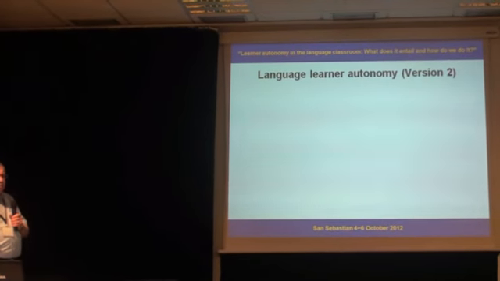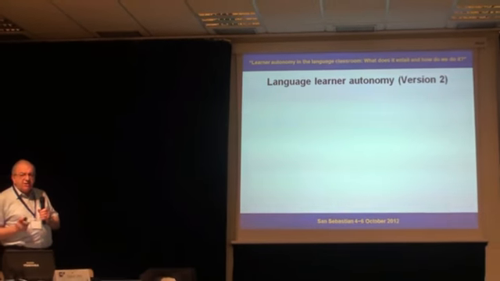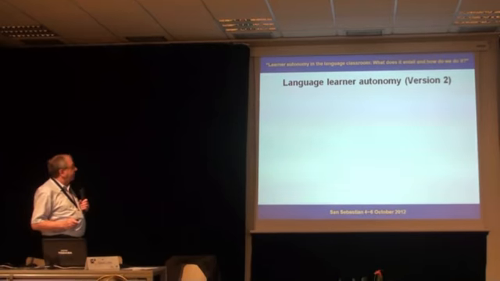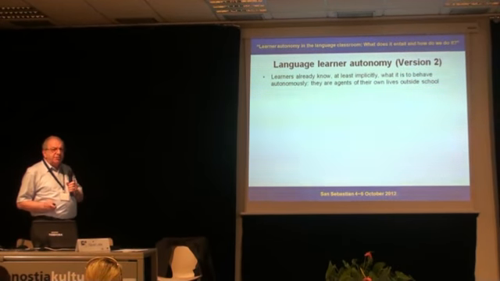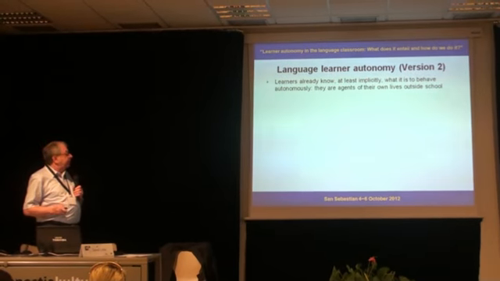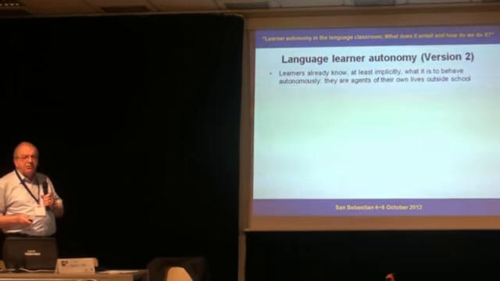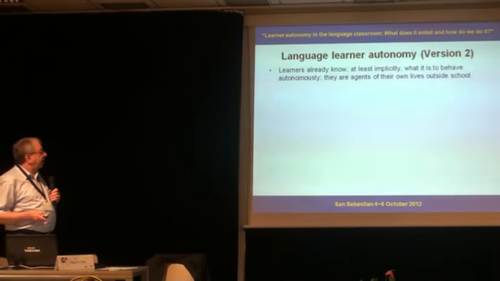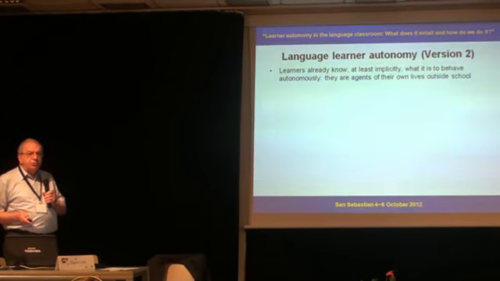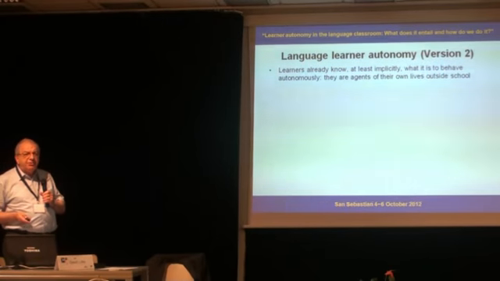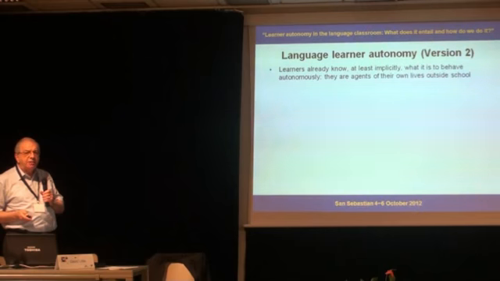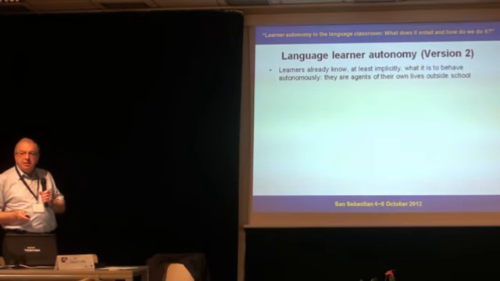I'll just say a little bit more about my understanding of what I'm calling learner autonomy version 2. It seems to me that learners already know, at least implicitly, that's to say unconsciously, without being aware of it, what it is to behave autonomously. They're agents of their own lives outside school. Anyone who is a parent, anyone who has for 5 minutes had the care of a small child, knows that human beings always have their own agenda.